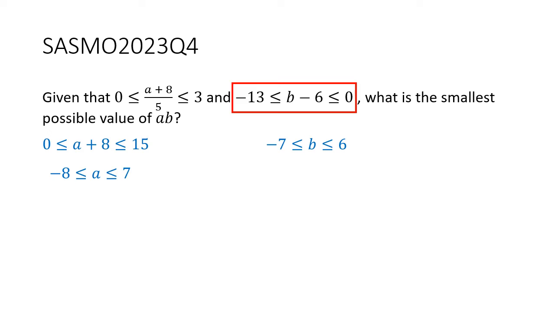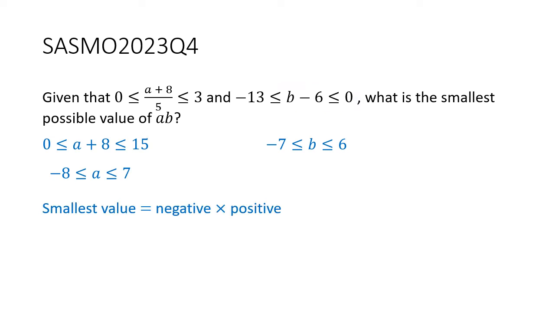For the smallest possible value of a times b, either a is negative and b is positive, or vice versa. So let's take the case where a is very negative. So a is negative 8 and b is very positive, so times 6. That will give us a possibility of negative 48.